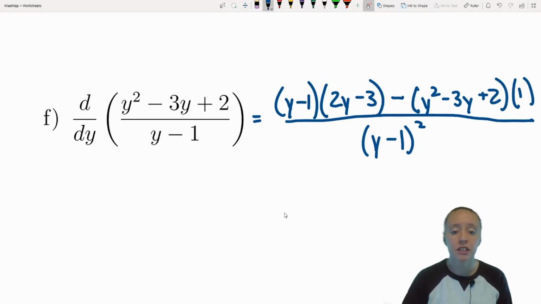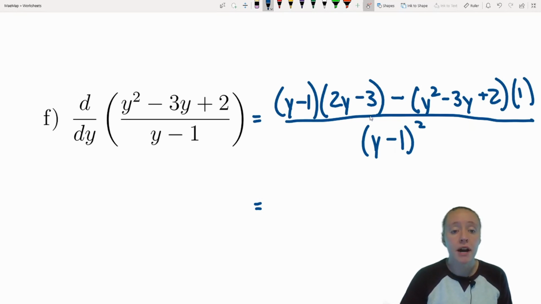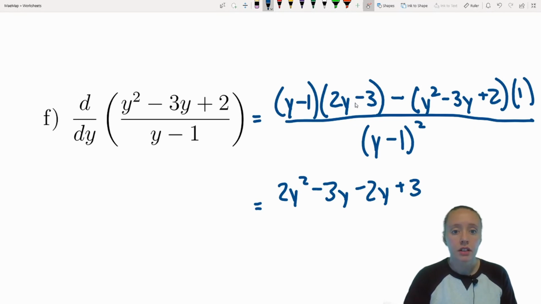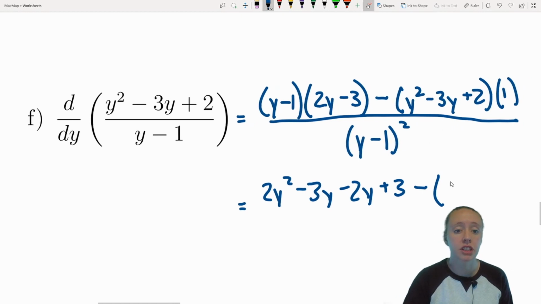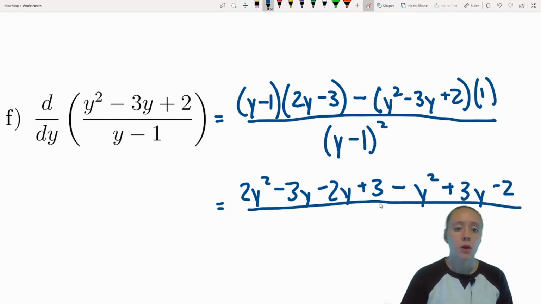And that's all over low squared, y minus 1 squared. That denominator squared. Now these ones usually simplify down pretty nicely and don't take too long, so let's do it together. Y minus 1 times 2y minus 3. Distributing that binomial through, that's going to be 2y squared minus 3y minus 2y plus 3. And from that, I'm subtracting that entire function, 1 times that entire function. So I'm subtracting y squared, I'm subtracting a negative 3y, so adding 3y, and then I'm subtracting 2. And this is all over y minus 1 squared.